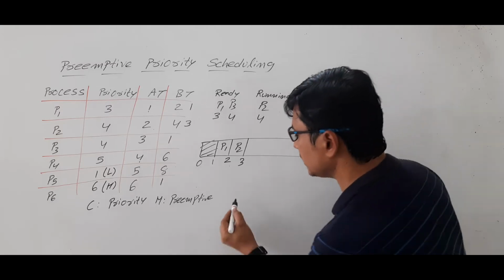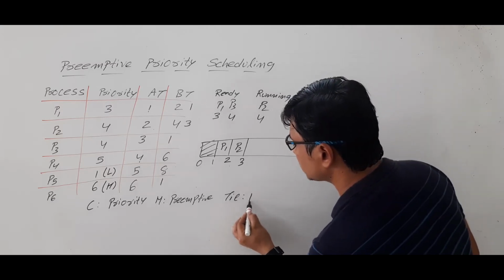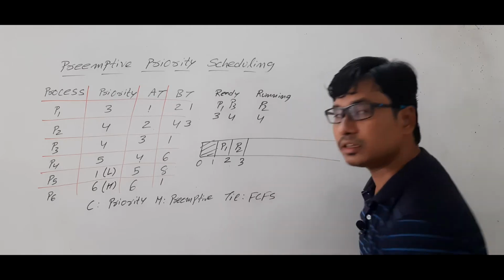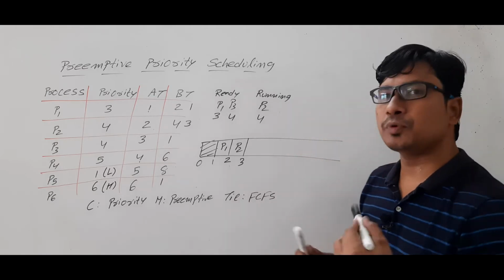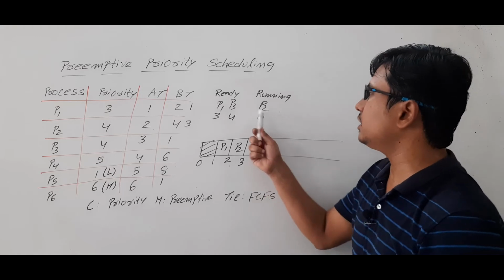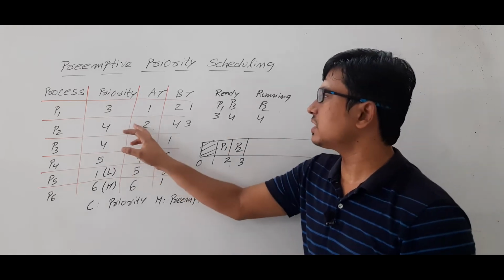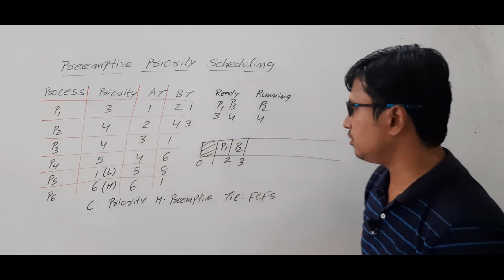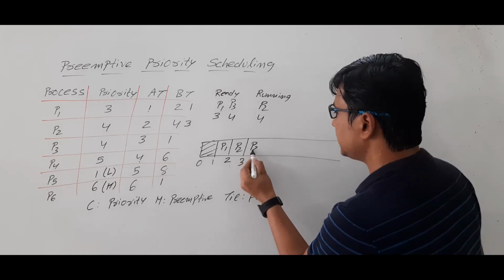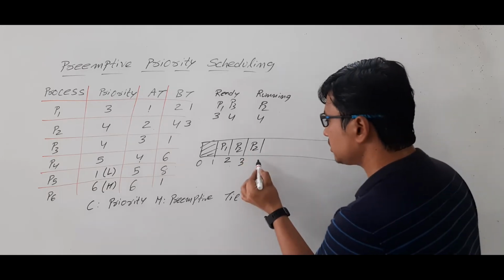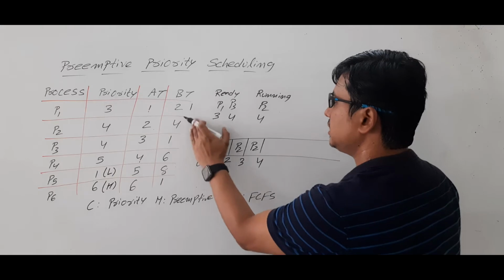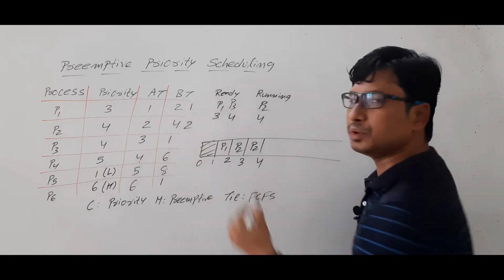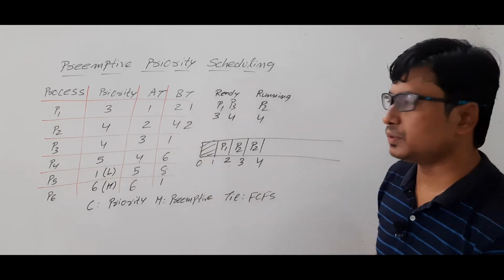If there is a tie, we will look at the first come first serve scheduling algorithm, meaning which process has arrived first. Look at P2 and P3. Which process has arrived first? P2 has arrived first. So again it will be running for 1 unit of time, so its remaining burst time is 2 units. Is it clear? Are you able to understand?